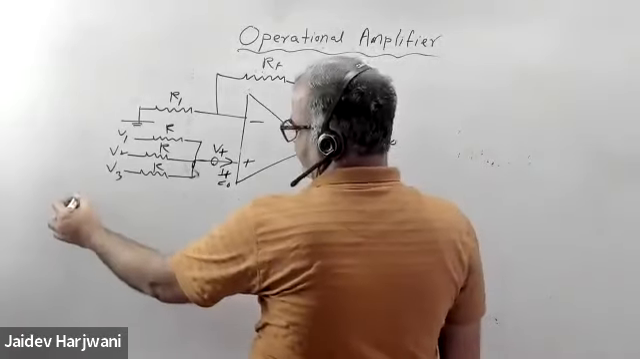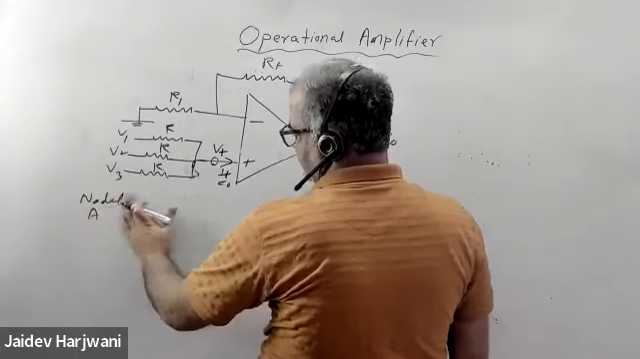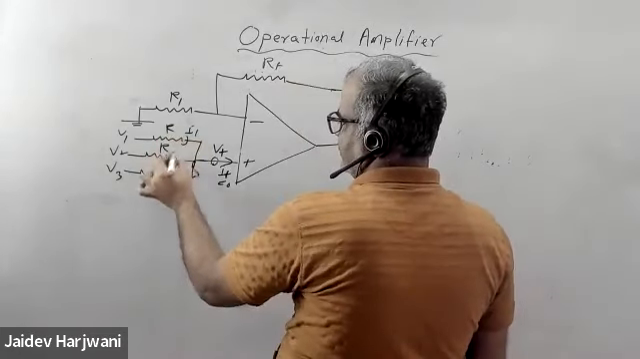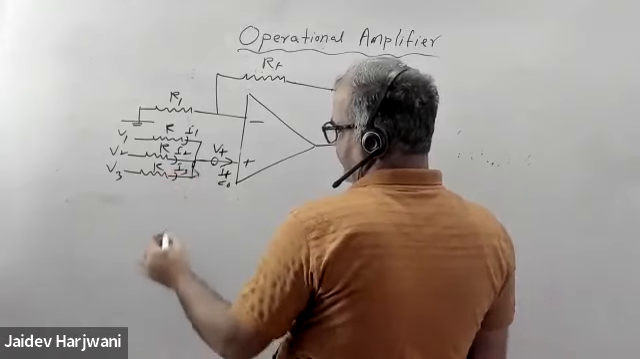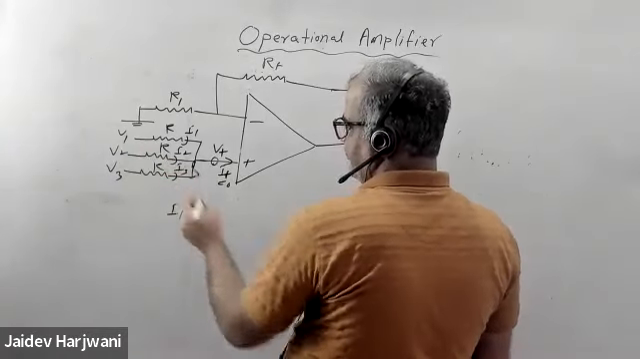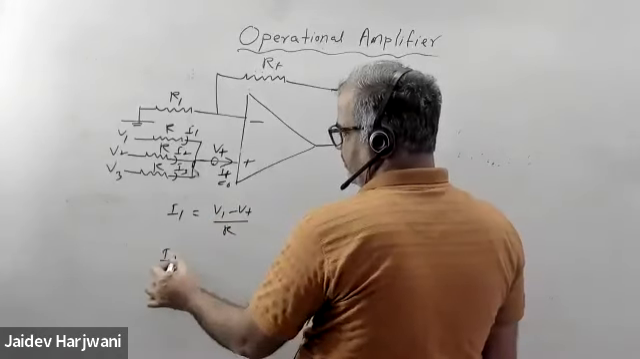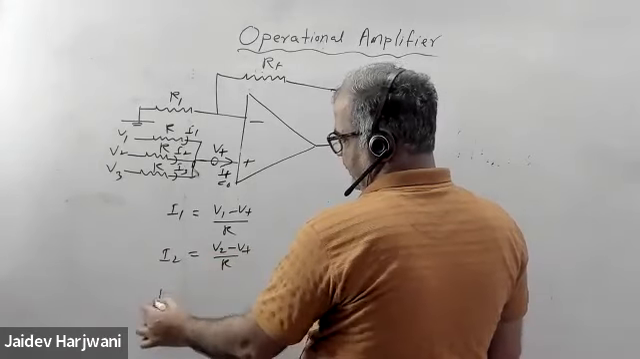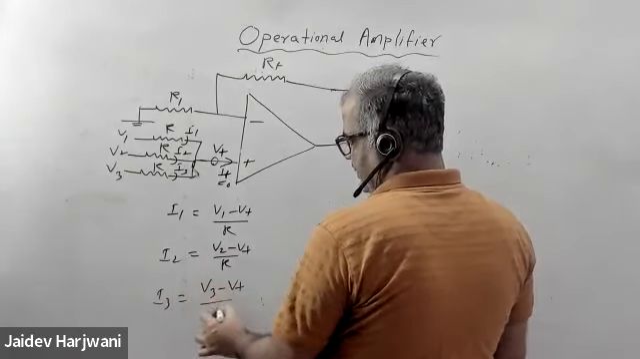So I'm talking first. I'm using nodal analysis, or KCL simply. Okay. This current is I1. This current is I2. This current is I3. Okay. So what is my I1? I1 is simply (V1 minus V plus) upon R. I2 is what? (V2 minus V plus) upon R. And my I3 is simply (V3 minus V plus) upon R.